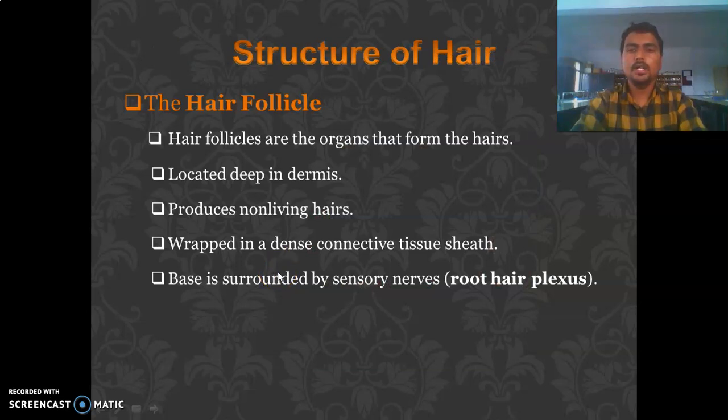Now we have the hair follicles. Hair follicles are the organs that form the hairs. They are located deep in the dermis and produce non-living hairs. They are wrapped in a dense connective tissue sheath, and the base is surrounded by sensory nerves.